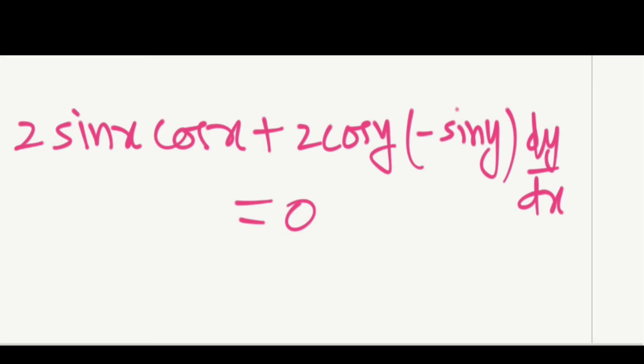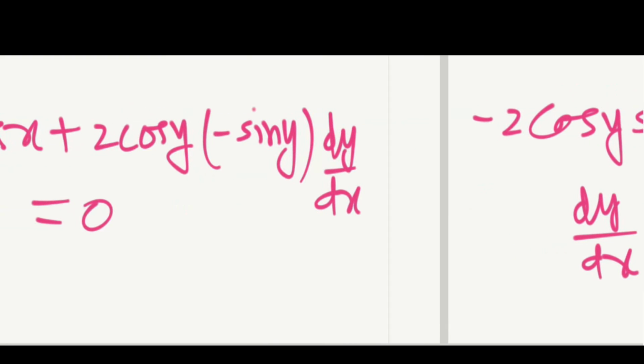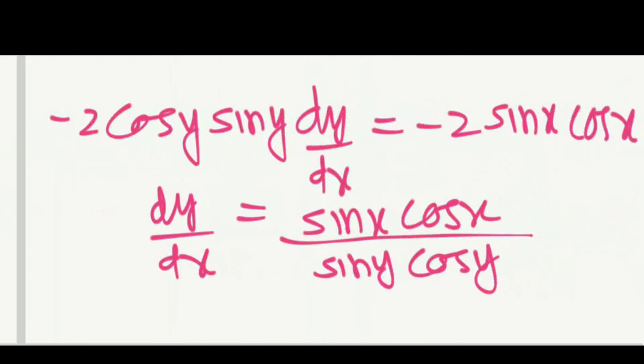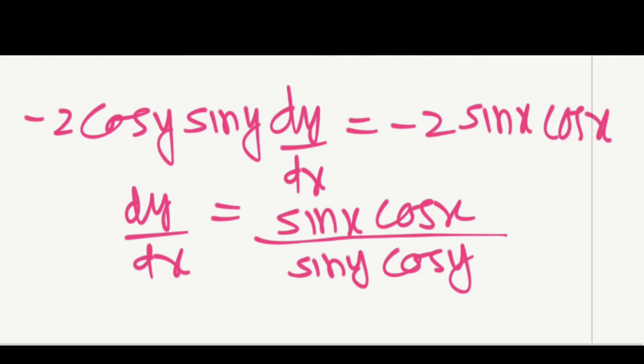Now we write only the dy by dx term on the left side and take all other terms to the right side. So on the left we write minus 2 cos y sin y dy upon dx equals, on the right side, minus 2 sin x cos x. So minus 2 and minus 2 cancel out and you are left with dy by dx equals sin x cos x upon sin y cos y.